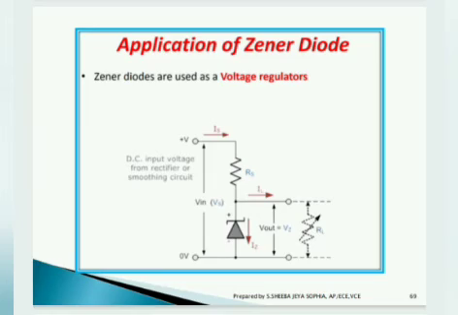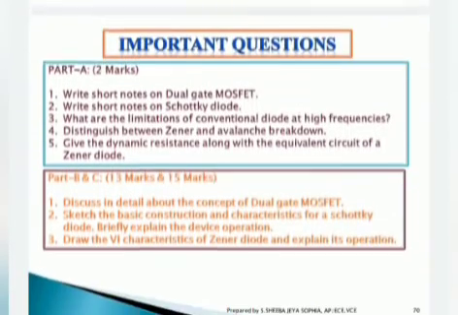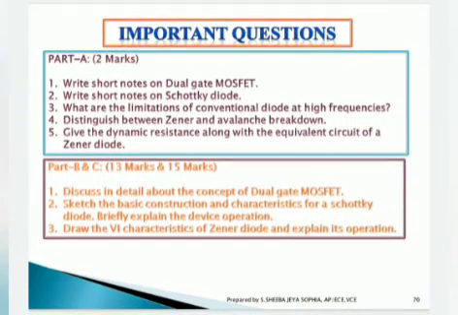Regarding this topic of discussion, moving to the important questions. Part A, 2 marks: write short notes on dual gate MOSFET, what is meant by a Schottky diode, what is meant by a Zener diode, and what are the limitations of a conventional diode at high frequencies. It cannot work properly at high frequencies because its capacitance value is lost, and so due to that we are moving to the Schottky diodes.